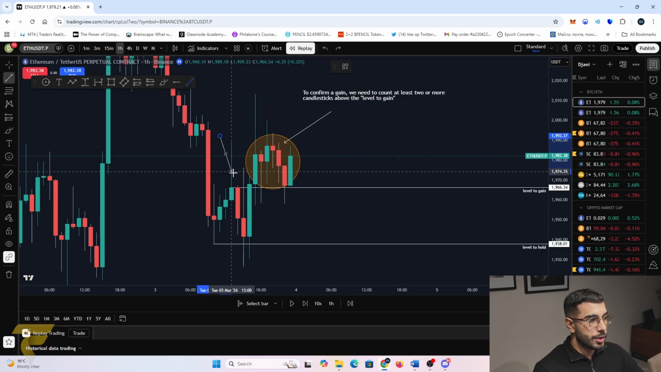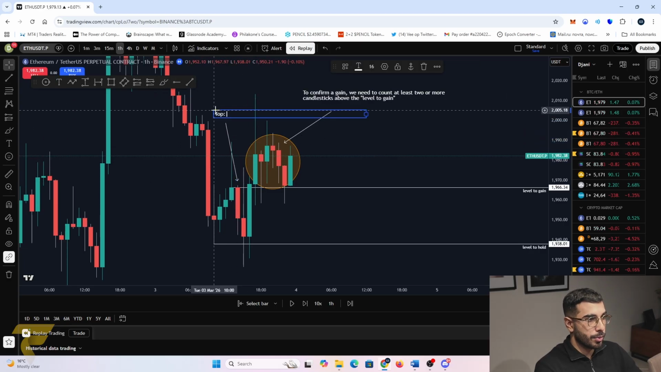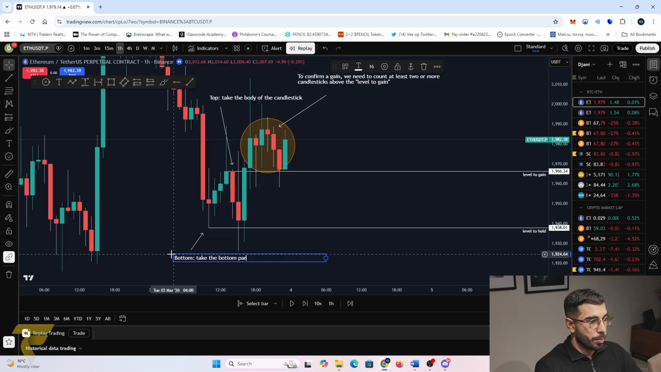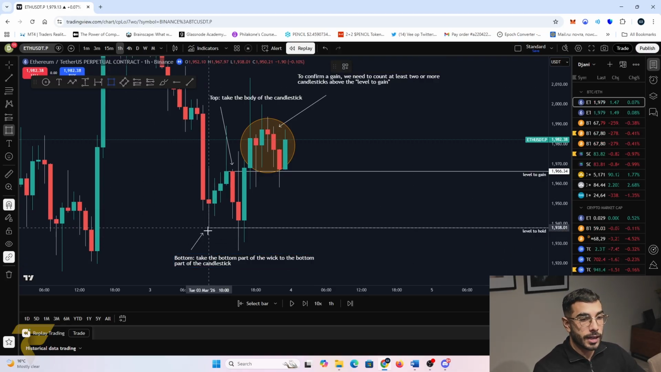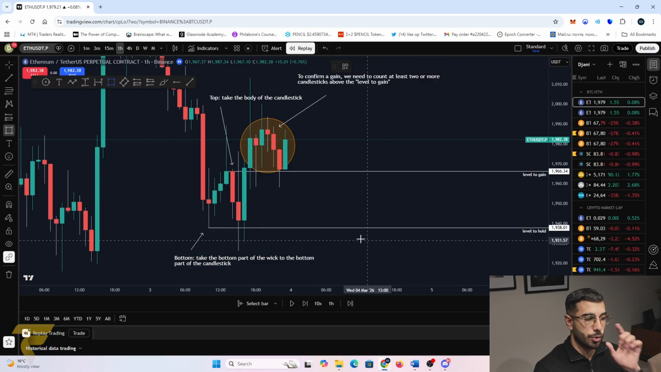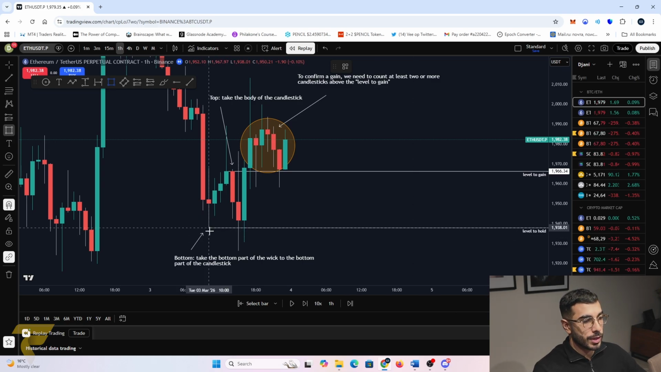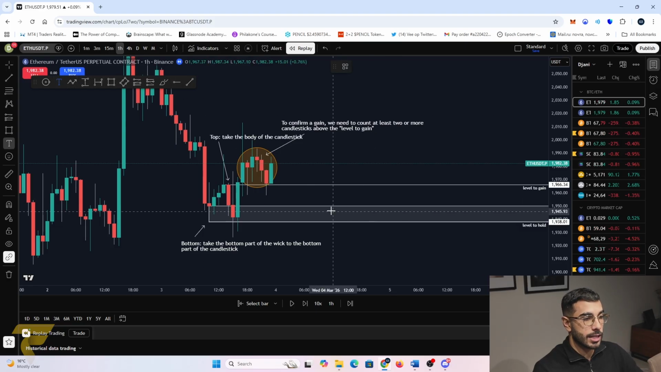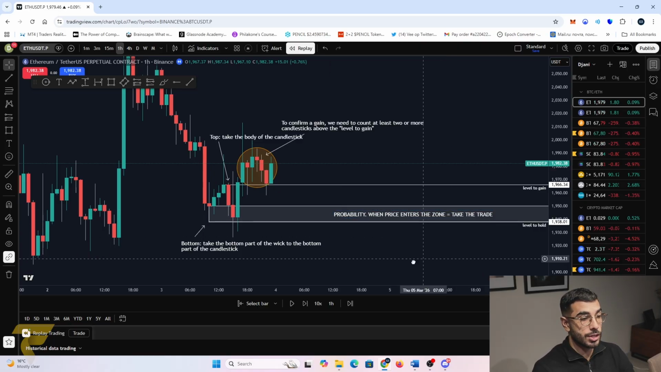So when it comes to this point, obviously we take the body top. We take the body of the candlestick, and then when it comes to the bottom, we take the wick, the bottom part of the wick to the bottom part of the candlestick. And this again is defined by drawing a box. Never have tunnel vision on one particular or one specific price. So in this case, the bottom of the wick to the bottom of the candlestick is the probability in itself. Probability when price enters the zone is take the trade. And that's pretty much what you want to do.